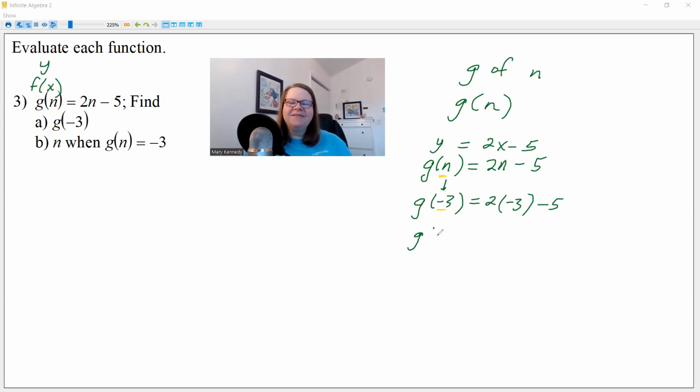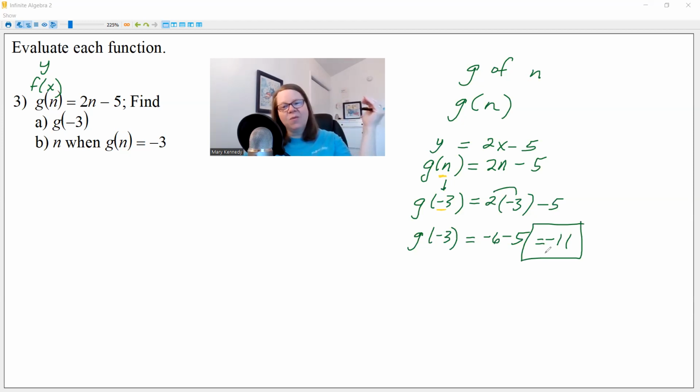All right. So G of negative 3 means what's the output when x is negative 3, or when the input is negative 3? Well, 2 times negative 3 is negative 6, minus 5 is negative 11. So G of negative 3 is negative 11. If we input a negative 3, we're going to get a negative 11 out of that. Okay. That is A. So this is the answer to A.